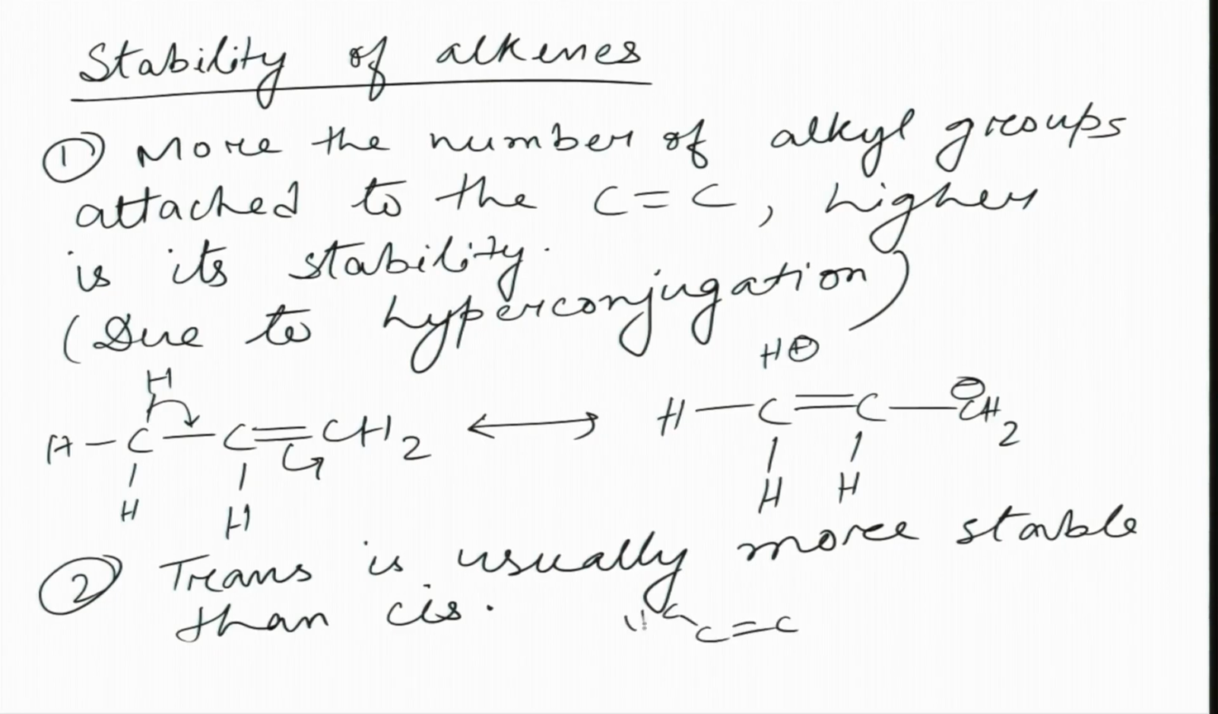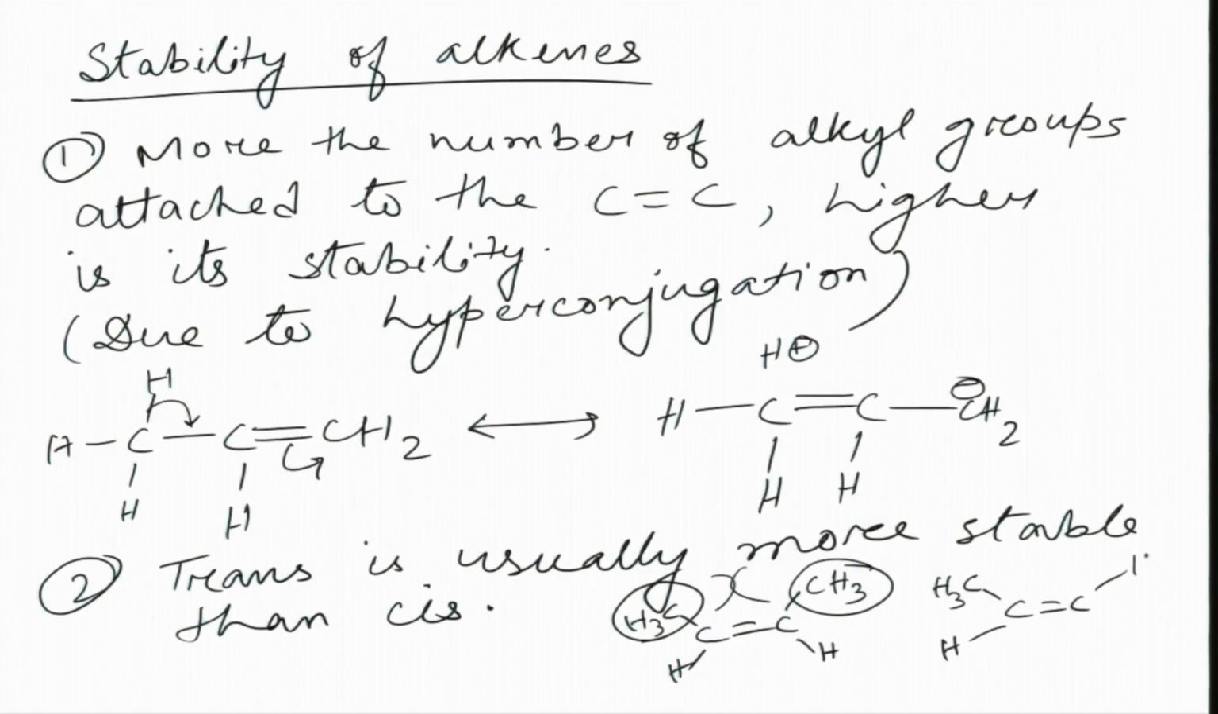Let us say this is cis. The two bulky groups are on the same side of the double bond, so there will be some steric hindrance. But if we look at this compound, the bulky groups are on opposite sides of the double bond, so there will be less steric hindrance.